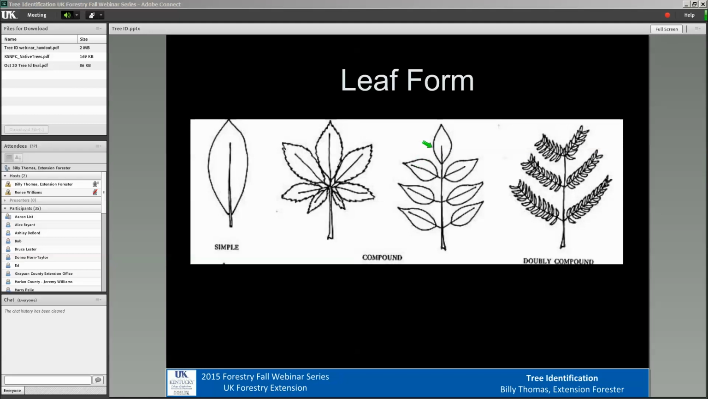Now, I'll tell you, sometimes people will bring in one of these leaflets and they'll ask me to identify it, and sometimes I can, but most of the time I cannot. You need the entire leaf. So if you're going to ask somebody to help you identify a leaf, make sure that you're dealing with the whole leaf and not just an individual leaflet.